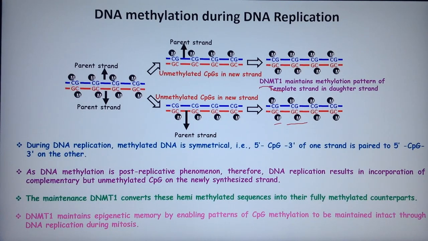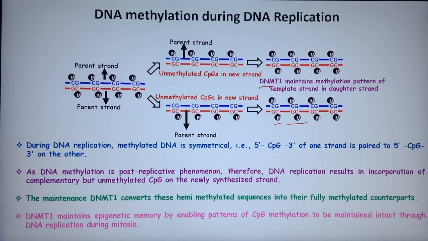As DNA methylation is a post-replicative phenomenon, DNA replication results in incorporation of complementary but unmethylated CpG on the newly synthesized strand. The maintenance DNMT converts these hemimethylated sequences into their fully methylated counterparts, and DNMT maintains epigenetic memory by enabling patterns of CpG methylation to be maintained intact through DNA replication and mitosis, because it is very important that during mitosis the methylation pattern should be maintained as such, as it is in the parent cell.